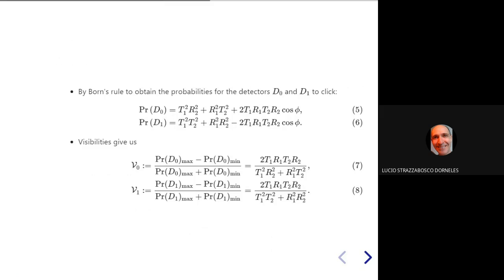So these two expressions, of course, depend on the transmission and reflection coefficients of the two beam splitters. In the literature, you can find that visibility can be found using the maximum and minimum probabilities in this form, with these expressions above. So these two expressions, V0 stands for detector D0 and V1 for detector D1. These two expressions depend on the two transmission coefficients of the biased beam splitters 1 and 2.